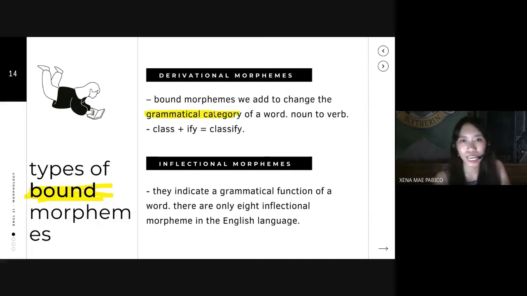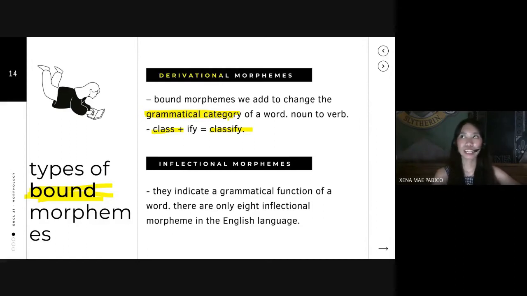So what are grammatical categories? Grammatical categories are nouns, verbs, adjectives, adverbs, and so on and so forth. When we add a derivational bound morpheme to a root morpheme, it changes its actual category. So for example, it may change a noun to a verb, a verb to a noun, an adjective to a noun, a noun to an adjective, and so on. For example, the noun class, when you add the bound morpheme ify, will turn into classify, which in this case will now be a verb.